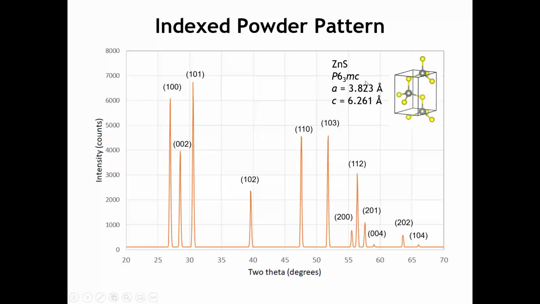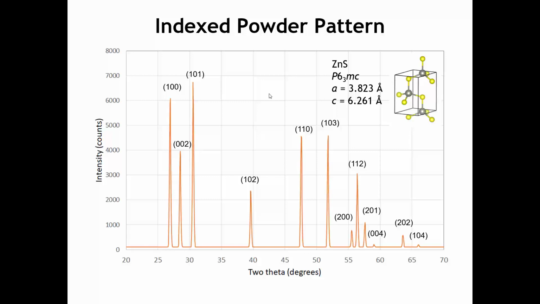Now we will learn later on that when you have a 6/3 screw axis, the 00L peaks where L is an odd number are all systematically missing. So that's why we don't see the 001 or the 003. And that's why this first 00L peak is actually the 002. And here we see the 004. That kind of highlights one of the challenges we run into with indexing, that when we have peaks that are systematically absent in our diffraction pattern, it makes the guessing of what are the diffraction peaks a little harder.